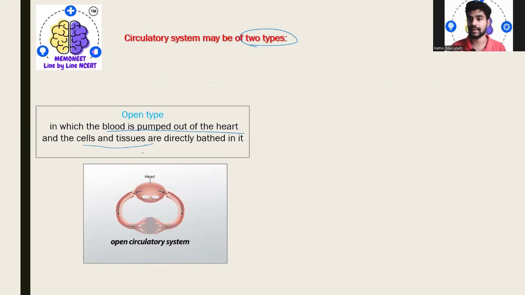In this way, there is an exchange of oxygen and carbon dioxide, that is, oxygenated and deoxygenated blood. So that is normally seen in the open type of circulatory system.